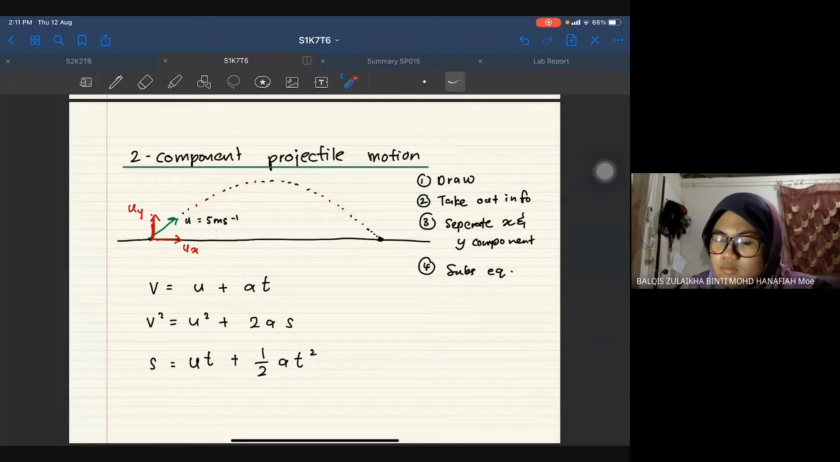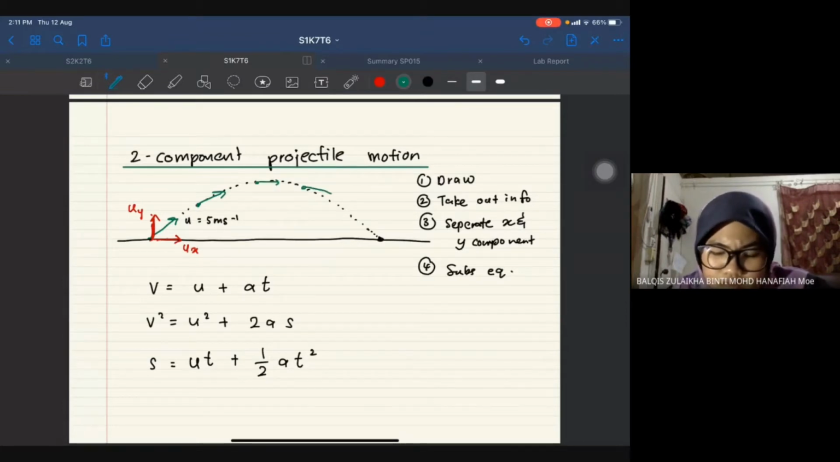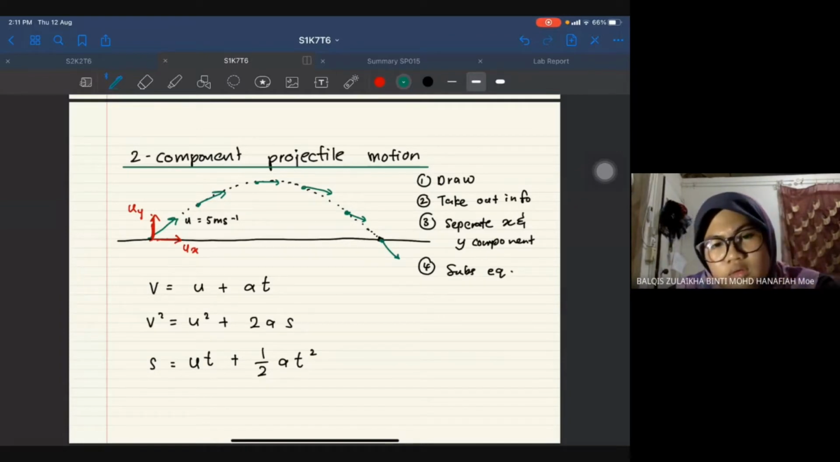What force is acting on this arrow? What force is acting on the arrow? What do you think? Resistance. With the air. Okay, correct. Logically, we will have air resistance, obviously. But for your syllabus, we assume there's no air resistance, and the air resistance is negligible, we ignore it.